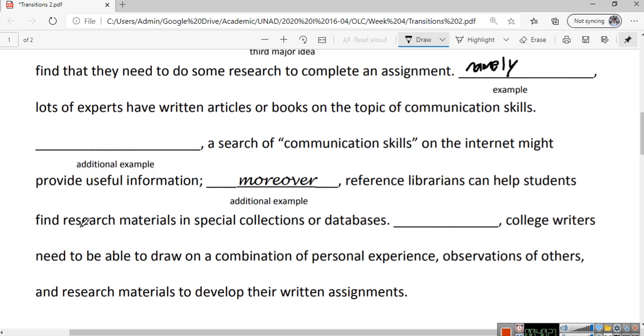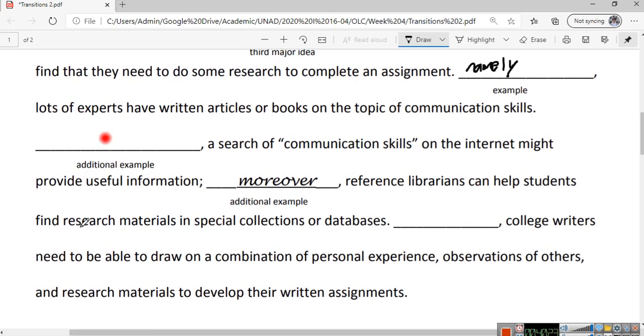Knowing that, Juli, which one would you use right here? Although, teacher. Okay. I'm sorry. Although a search of communication skills on the internet might provide useful information. Moreover, reference librarians. Okay, that sounds very good. Yeah, thank you, Juli.